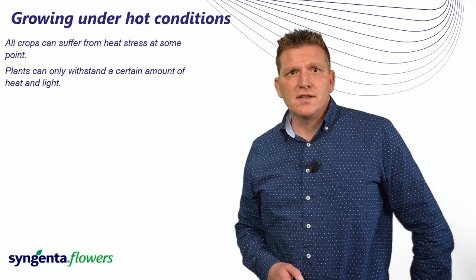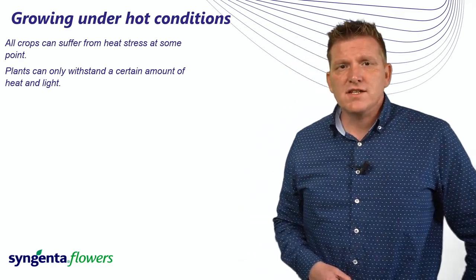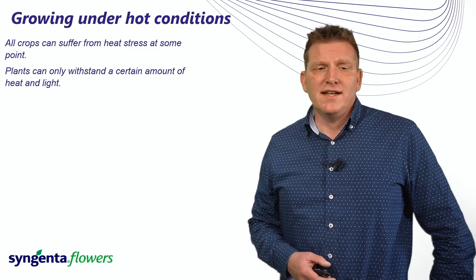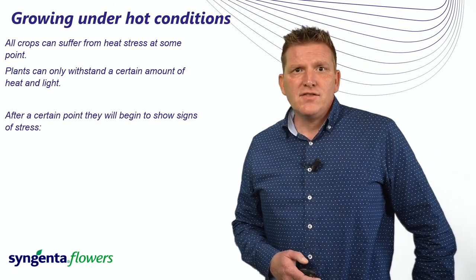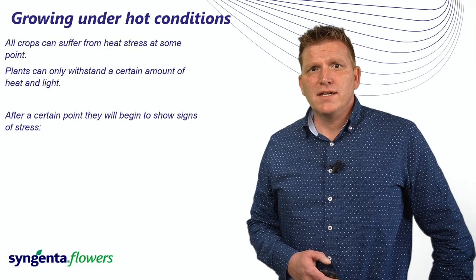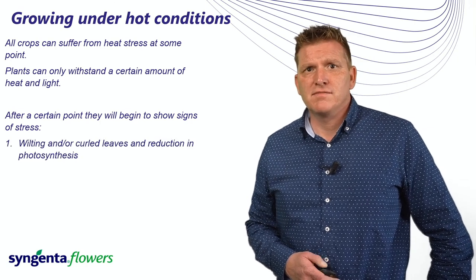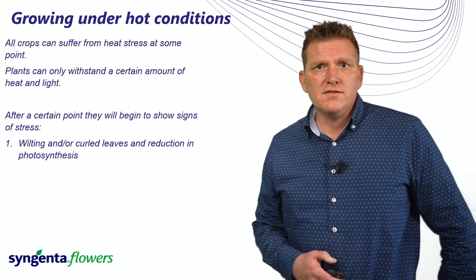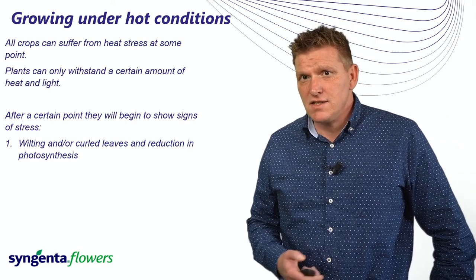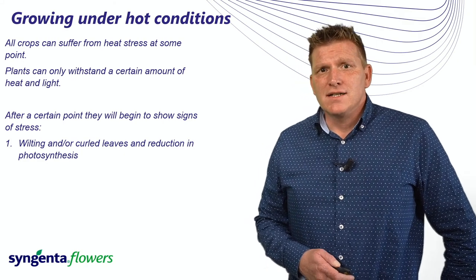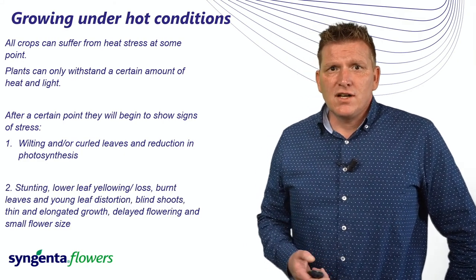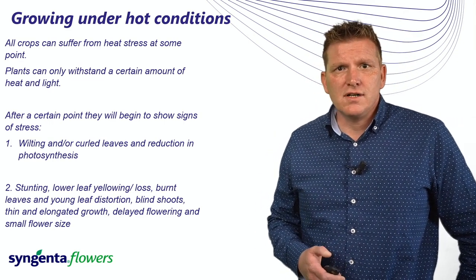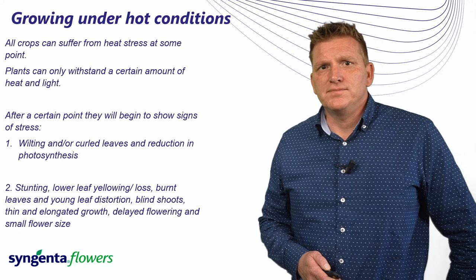So, growing under hot conditions, all crops can suffer from heat stress at a certain point. Plants can only withstand a certain amount of heat and light. After a certain point, they will begin to show signs of stress. Wilting, curled leaves and reduction in photosynthesis, that's the first point of stress. The second point of stress is stunting, lower leaf yellowing, burnt leaves, leaf distortion, delayed flowering and so on.